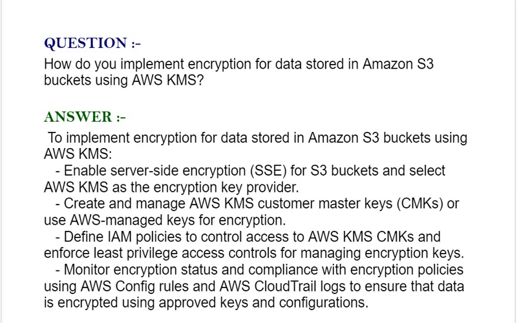Next one is define IAM policies to control access to AWS KMS CMKs and enforce least privilege access controls for managing encryption keys. Next one is monitor encryption status and compliance with encryption policies using AWS Config rules and AWS CloudTrail logs to ensure that data is encrypted using approved keys and configurations.